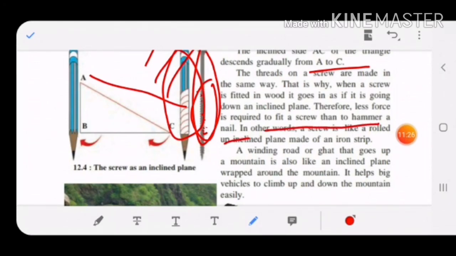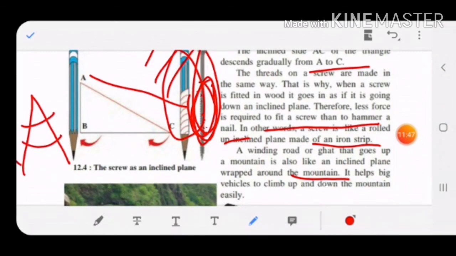In other words, a screw is like a rolled up inclined plane made up of an iron strip. So the threads on a screw act like an inclined plane, which makes your work easier. Similarly, a winding road or ghat that goes up a mountain is also like an inclined plane wrapped around a mountain. On the mountain, can you see that roads are made like this? Those are ghats, and they also act like an inclined plane. To go from down to the top, it is very difficult to go in a straight way, but if you go around like this, it becomes easier. Okay, so let's see the remaining part in the next video.